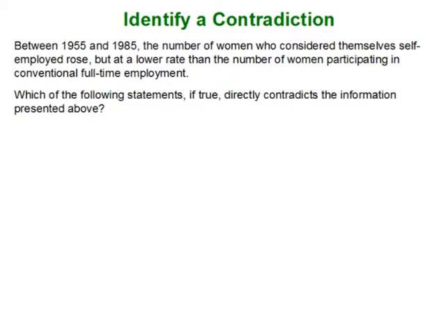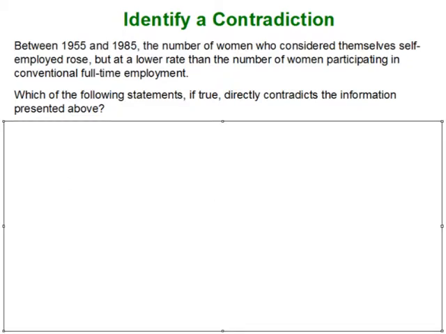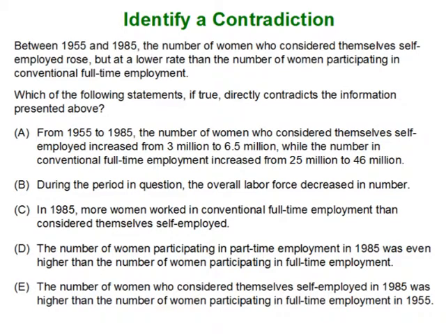So, we need a piece of information that will directly contradict what's given above. So this is a slightly different question than the one we were looking at. The question we were looking at already had the contradiction in it. Our job was to resolve it. Here, our job is to create a contradiction. So we need to get very clear on what's being presented. The number for both are rising. One is rising at a greater rate. What would contradict with this information? Let's reveal the choices, and I'll give you guys about 30 seconds to evaluate them.